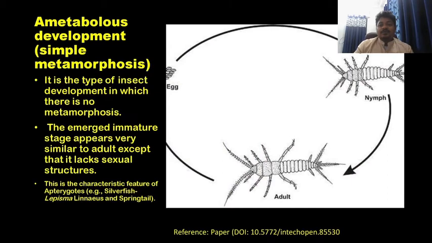Another type is ametabolous development, or simple metamorphosis, which is a type of insect development in which there is no metamorphosis. So no metamorphosis is actually taking place in this case.